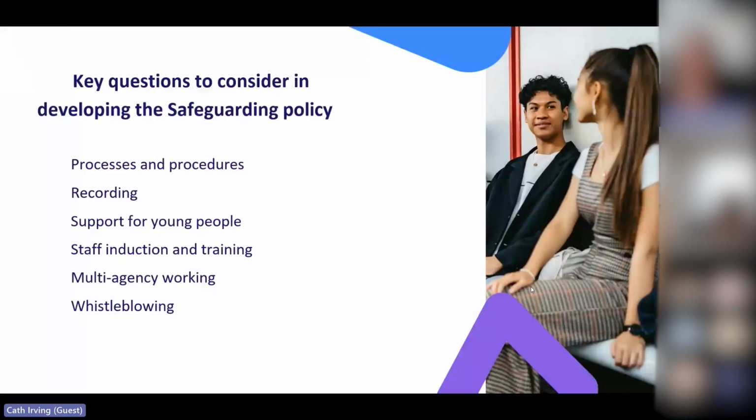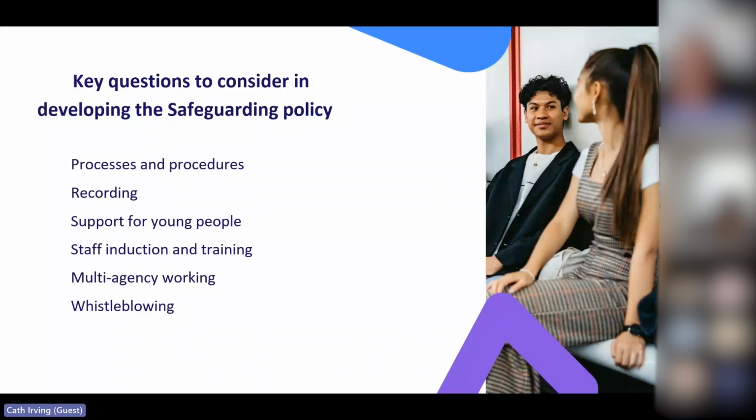So in the microsite, there's a document which looks at some key questions that you might want to consider when developing your policy, just to talk you through it really. So it's just an additional resource. In each of the sections for each of the policies, there are a few questions that are asked, and they will cover things like the policies, the processes and procedures and recording, support that will be provided for young people, the safe staff induction and training, how you're covering multi-agency working and whistleblowing, but it's written as a set of questions, essentially just to help you.